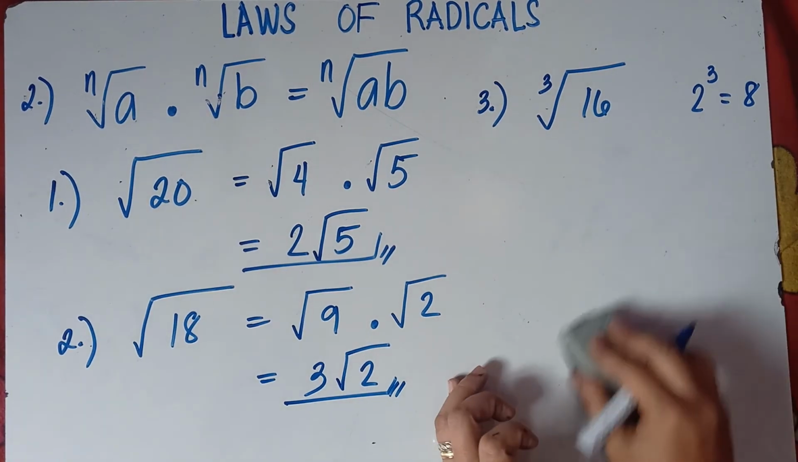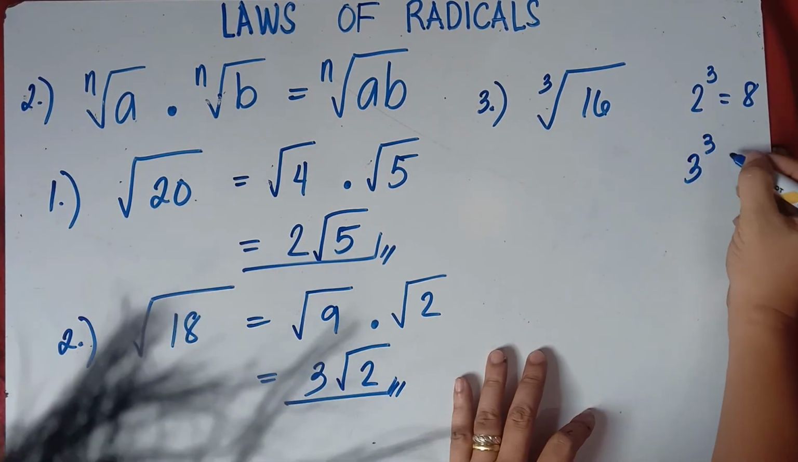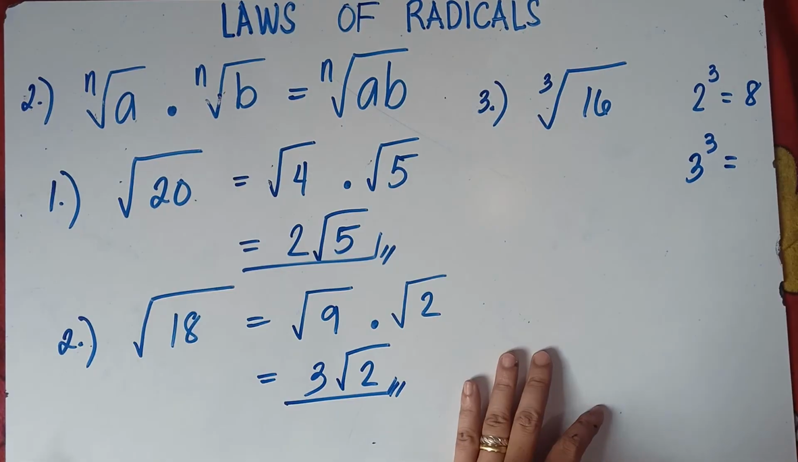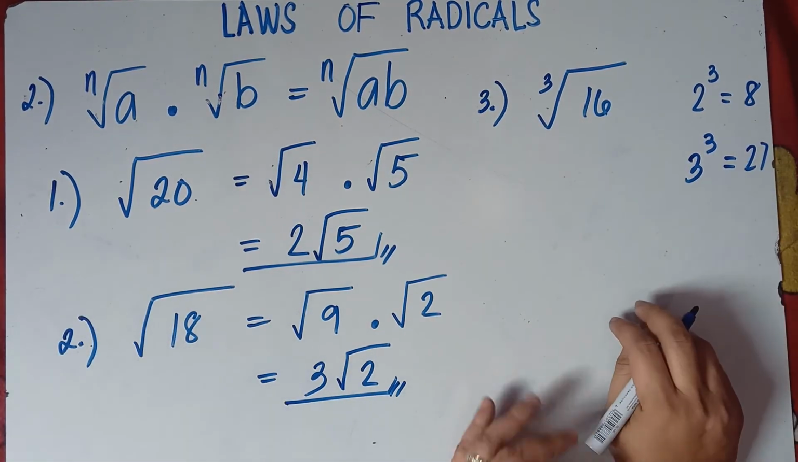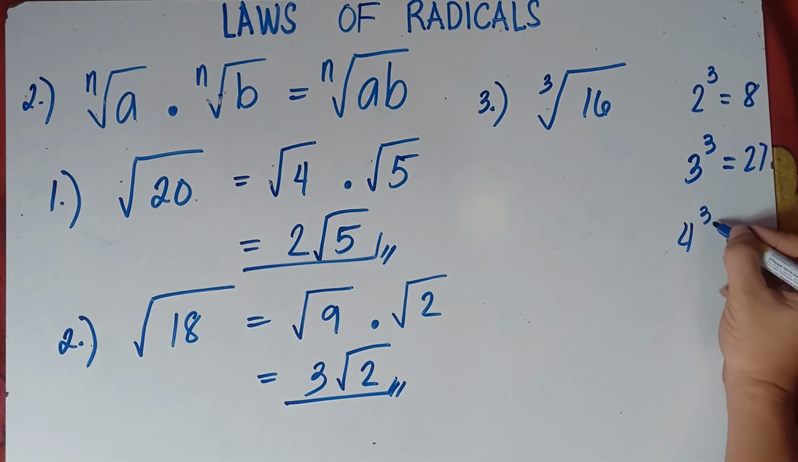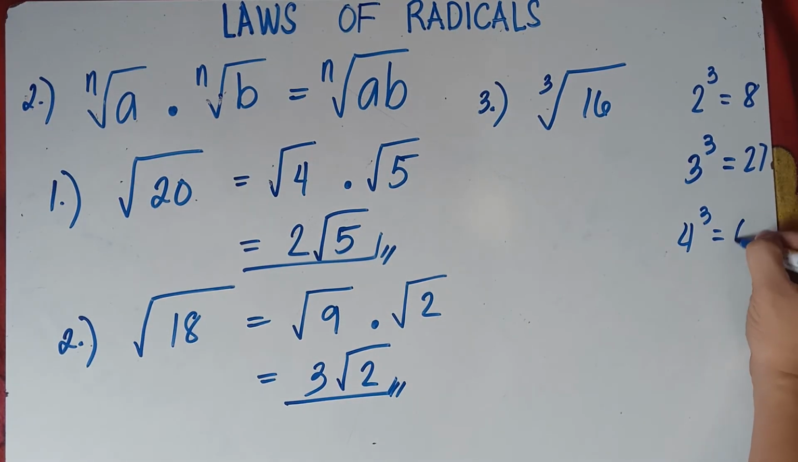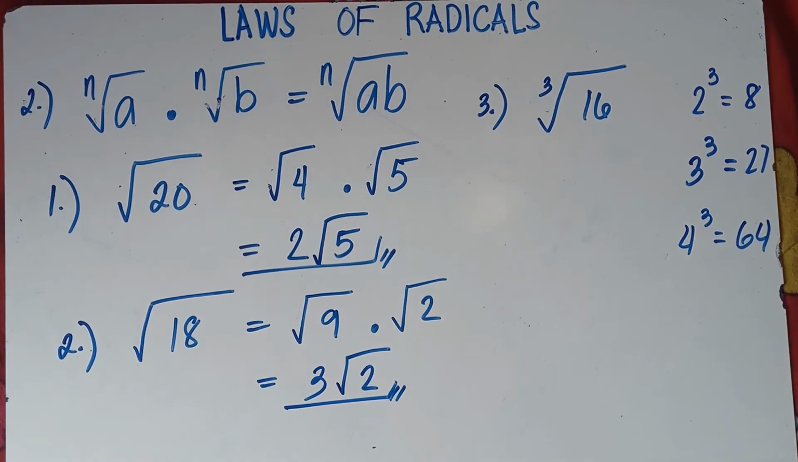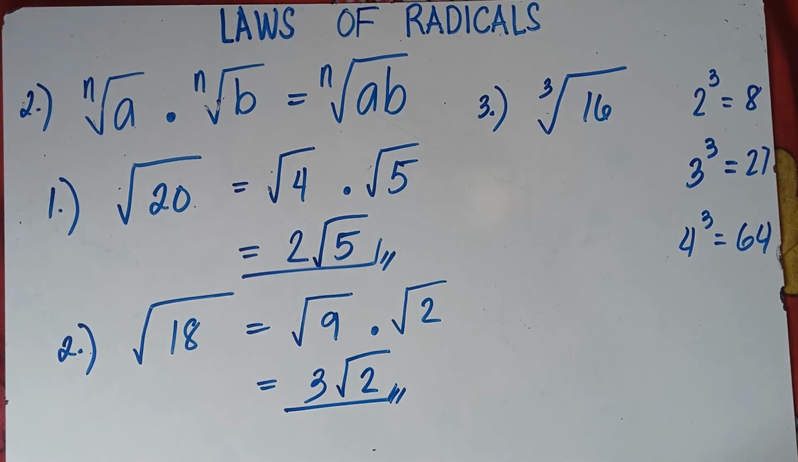And then for 3 raised to the power of 3, that is 27, right? Because 3 times 3 times 3, 3 times 3 is 9, times 3 is 27. And 4 raised to the power of 3, so 4 times 4 times 4, that is 64. Therefore, 16 is not a perfect cube.